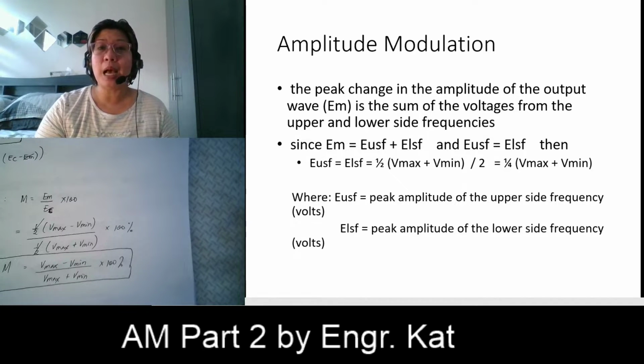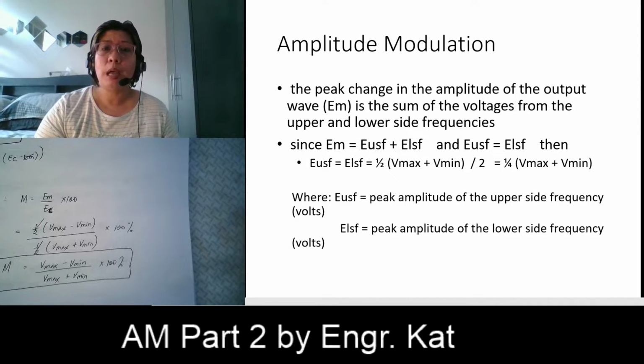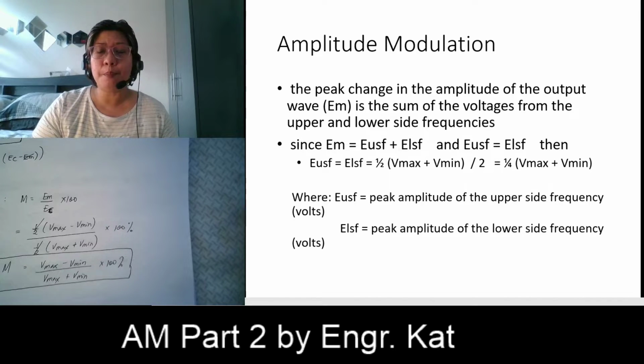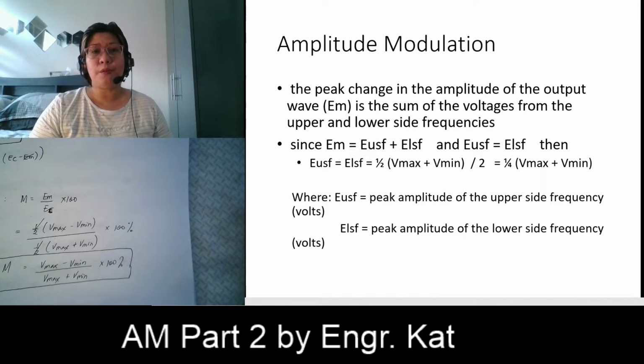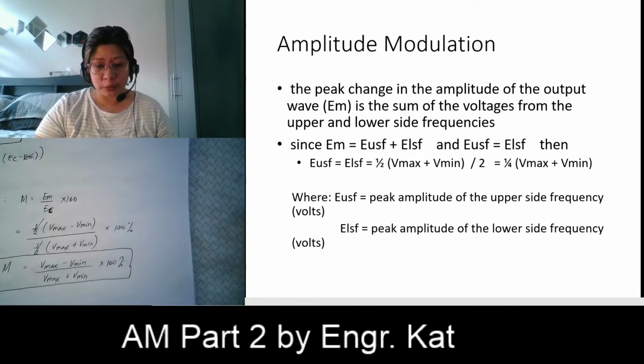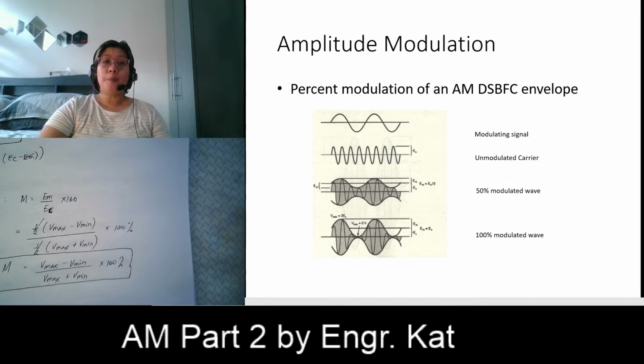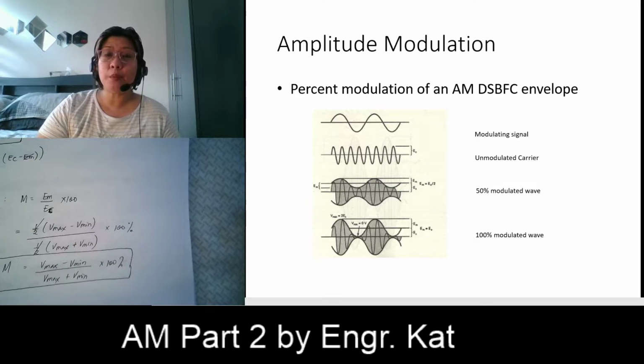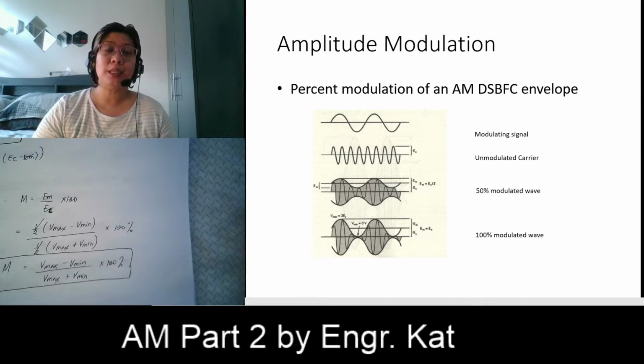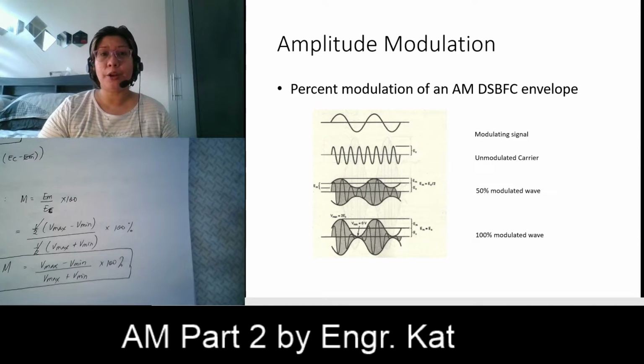EUSF is the peak amplitude of the upper side frequency, that is of course in terms of voltage also, and ELSF is the peak amplitude of the lower side frequency in terms of voltage. Okay, so we have here the figure showing percent modulation of an AM DSBFC envelope. So again, what is this? This is the conventional AM, or the double sideband full carrier AM.